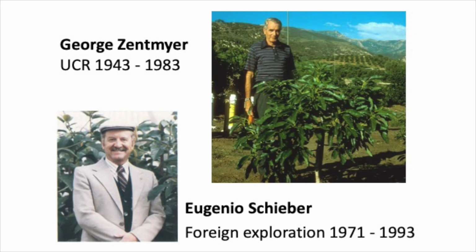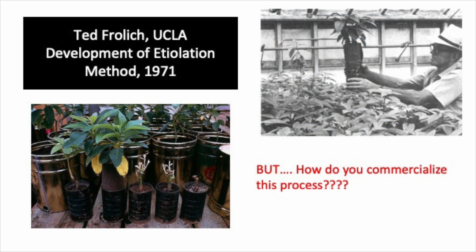So I just want to give homage to George Zentmyer. He was definitely a pioneer, and he worked with Gene Schieber, who was a coffee pathologist in Guatemala, who did a lot of foreign exploration for material in Central America looking for resistance. Here's a picture of Ted Frolich, and he is the reason why we have clonal rootstocks today, because he spent 25 years trying to figure this out. And this is actually a picture of the very first clonal rootstock trees.